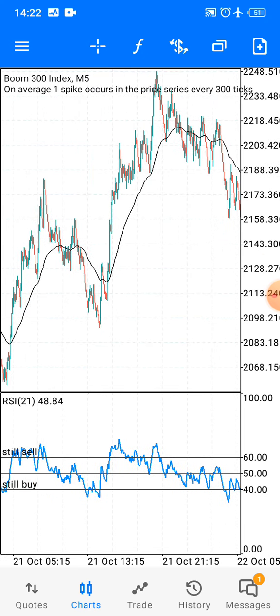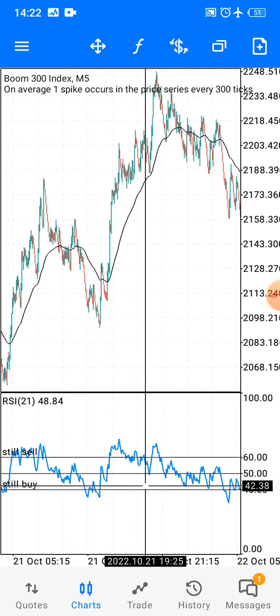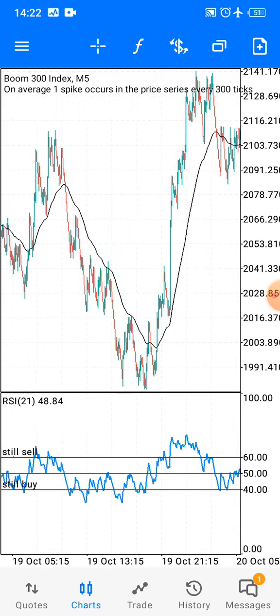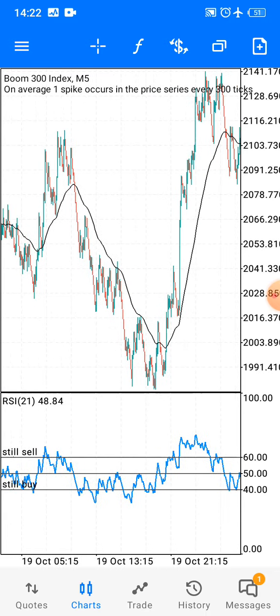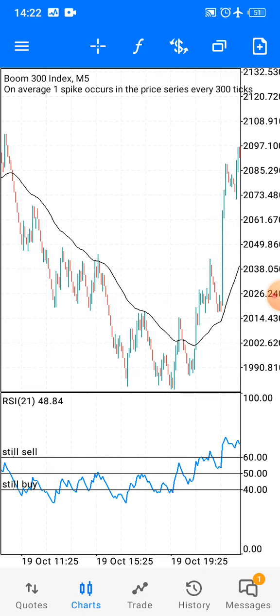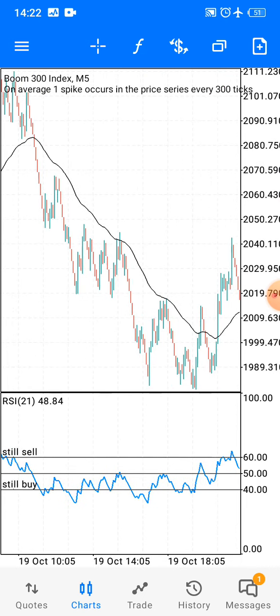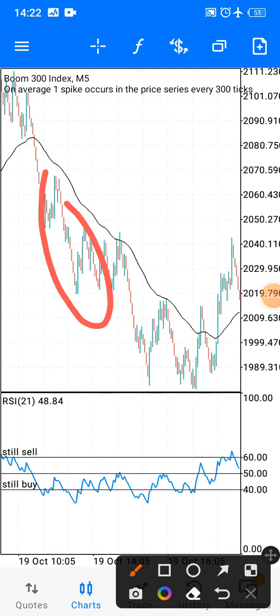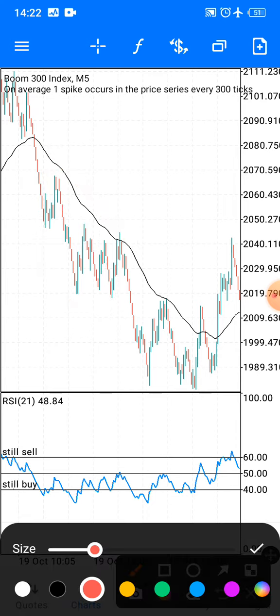And the 50 level on the RSI window right here. So what we want is, let's say we are looking for sales. I'm on Boom 300 right now. If we are looking for sales, as you can see right here, firstly the candlesticks must be below the 50 moving average. That's the first condition. Let me change this thickness and this color.